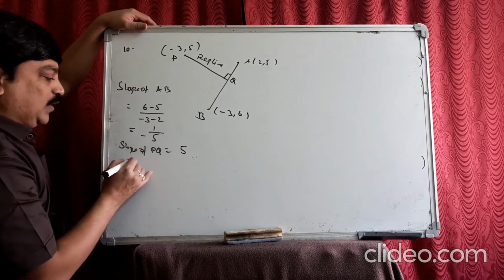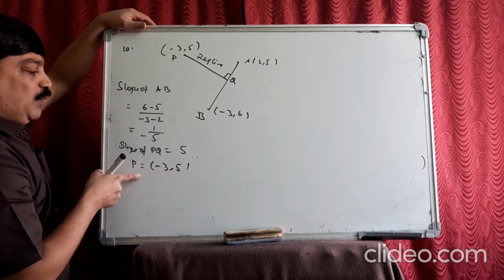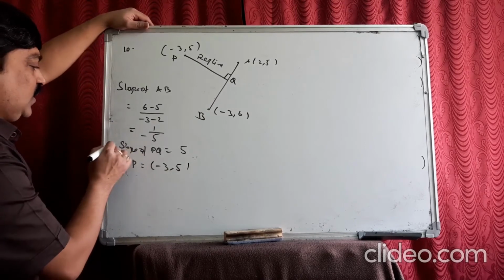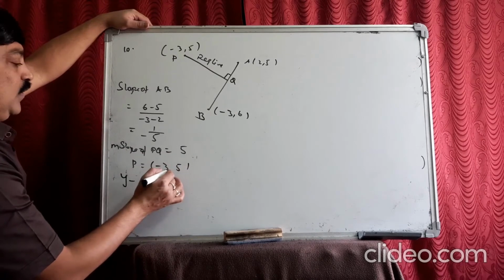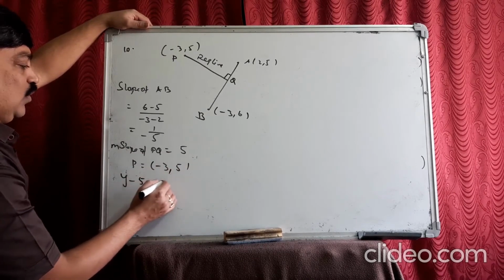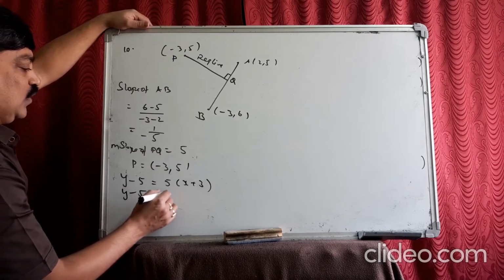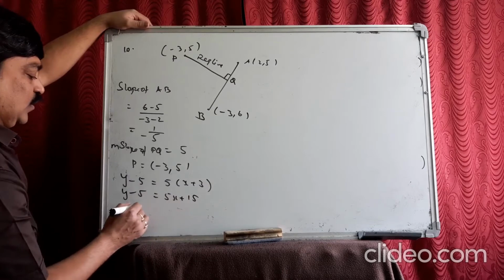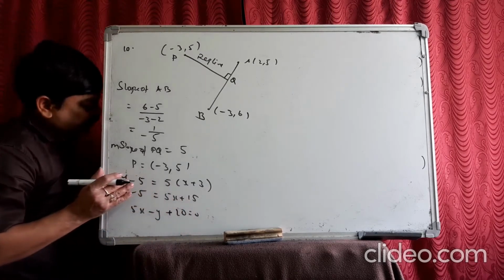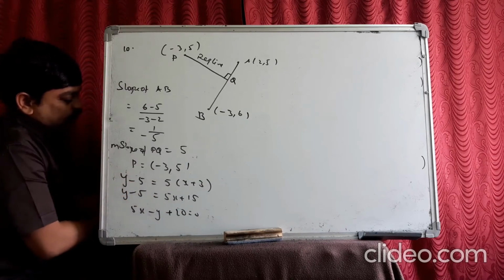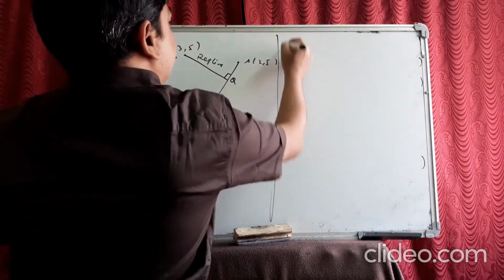So we have the slope of PQ, and point P is given as (-3, 5). So you can apply the point-slope form: y minus y1 is equal to m into (x minus x1). So y minus 5 is equal to 5x plus 15. So 5x minus y plus 20 is equal to 0. Exactly.